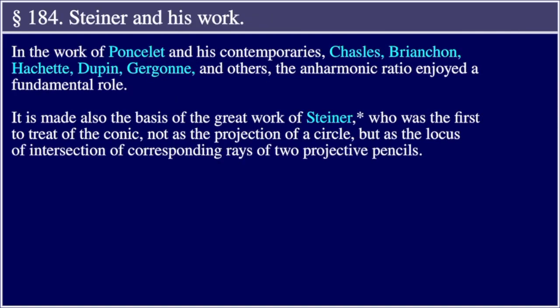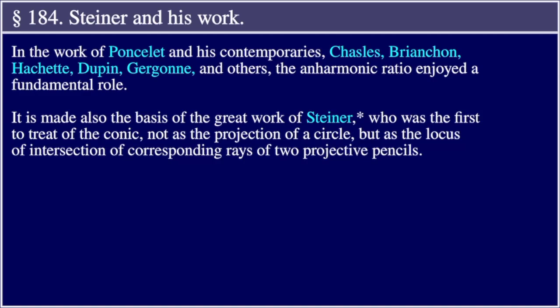Section 184. Steiner and his work. In the work of Poncelet and his contemporaries, Chasles, Brianchon, Hachette, Dupin, Gergonne, and others, the anharmonic ratio enjoyed a fundamental role. It was made also the basis of the great work of Steiner, who was the first to treat of the conic not as the projection of a circle, but as the locus of intersection of corresponding rays of 2 projective pencils.